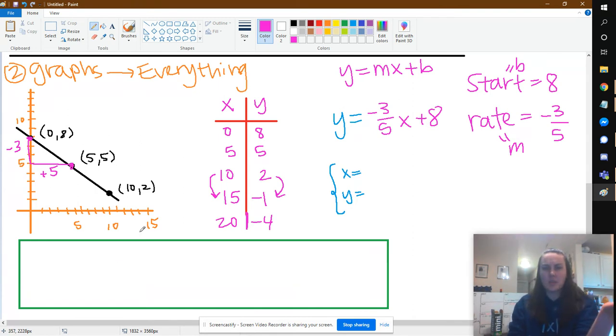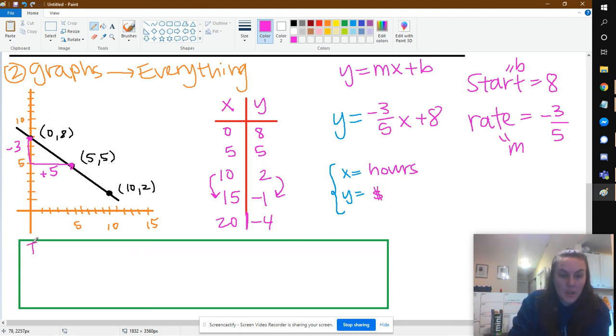We started with 8 of something, and then every 5 x's, we lose 3 y's. I keep thinking about candy and Halloween. What's something you lose over time? We can just make it money, right? We can say x is hours and y is dollars.